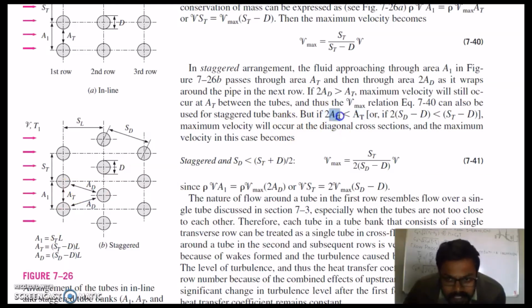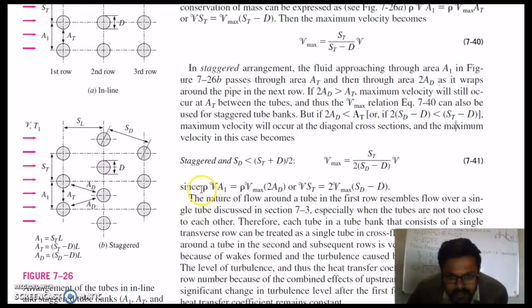Now replace this AD and AT from this equation. This is your AT and AD. Here AD is equal to SD minus D into length of the tube, and AT we already know is equal to ST minus D into L. So replace these values in this equation, you will get this equation.